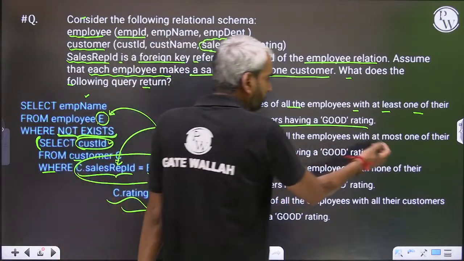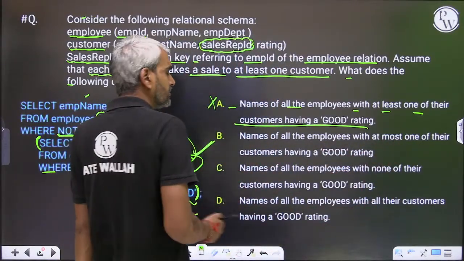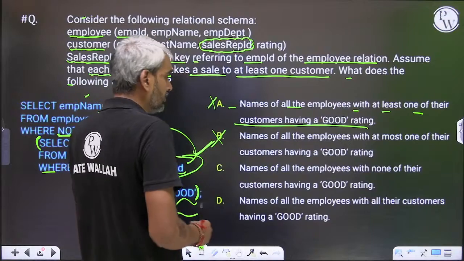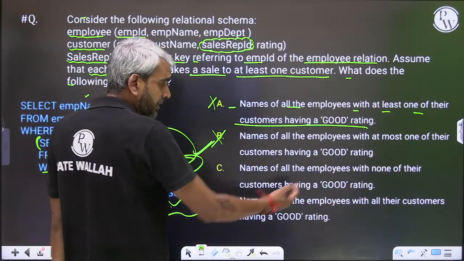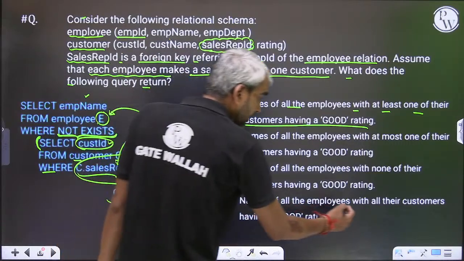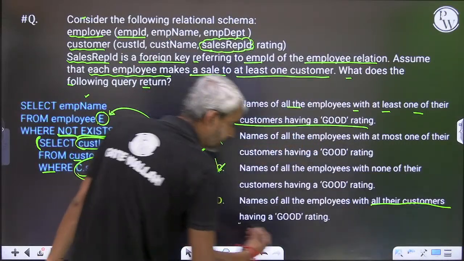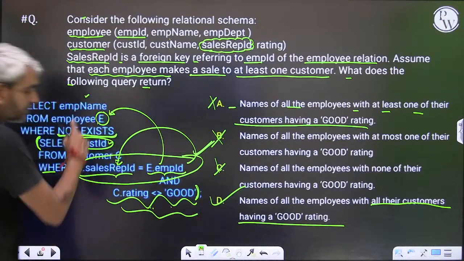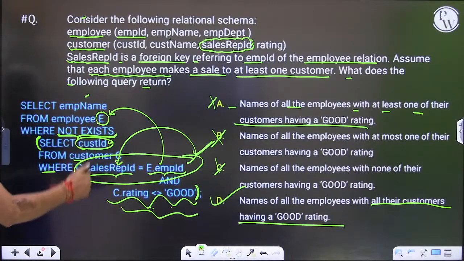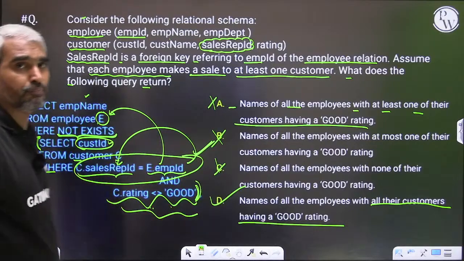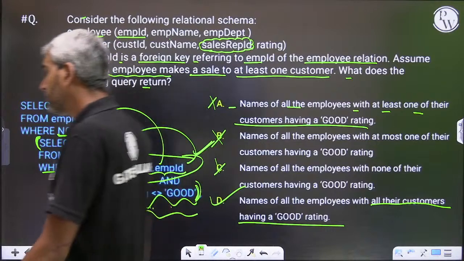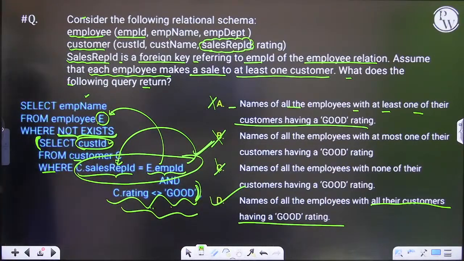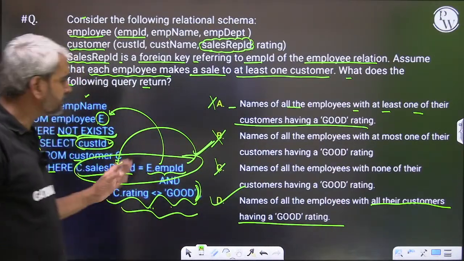Names of the employees with at most one of their customers, not at most, all the customers having a good rating. Names of all the employees with none of their customers having a good rating. Names of all the employees with all their customers having a good rating. If any customer gives a bad rating to that particular employee, then the inner query result will be non-empty for that particular employee ID and the name of that employee will not get selected. Make sense?